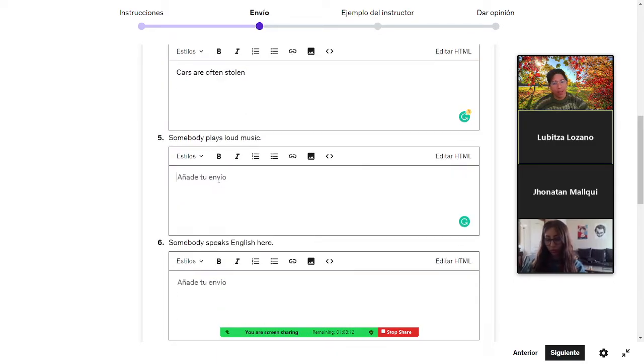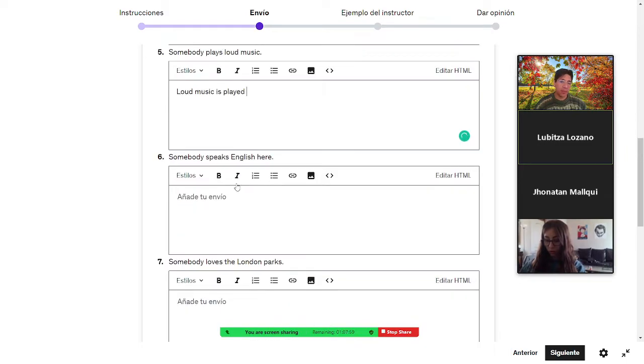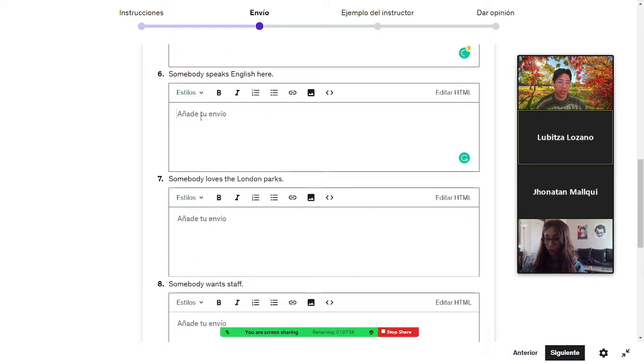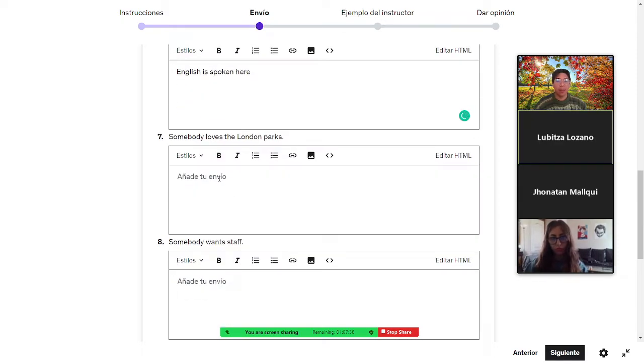Then we have, somebody plays loud music. Loud music is played. If you want, you say "by somebody." Somebody speaks English here. English is spoken here. Is spoken here. Somebody loves the London parks.